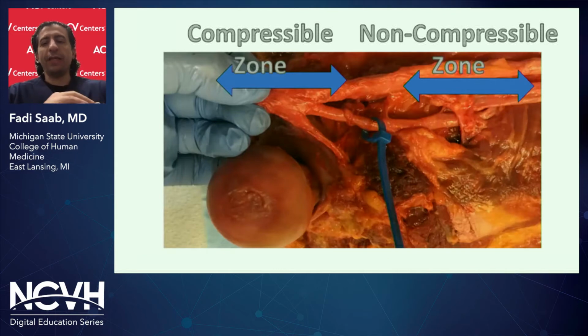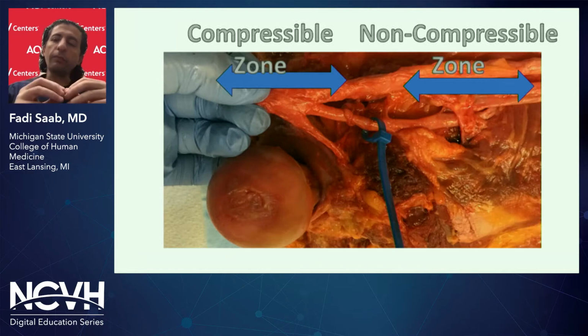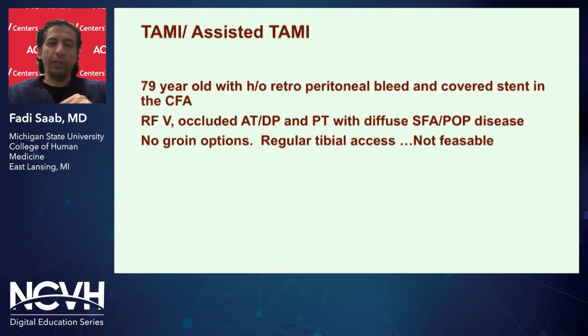Now let's dissect this concept of why it is important to have this assisted TAMI concept or this pedal access based revascularization. For our non-surgical colleagues, this is an example of the common femoral artery and the femoral head. You can see that there's a compressible zone where the common femoral artery is, and there's a non-compressible zone, which is beyond the inferior border of the femoral head. We tend to evaluate the compressibility of the SFA under ultrasound, and the first 1 to 2 centimeters tend to be compressible against the femoral head.